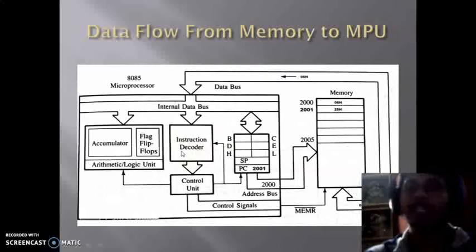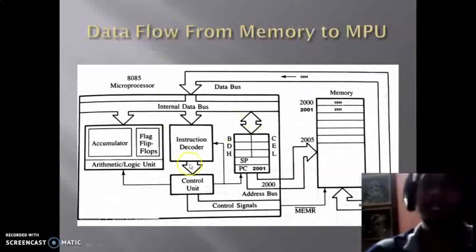After that, the instruction will be decoded by the instruction decoder, and the microprocessor can understand what it basically has to perform. So here, the next data that we have to read from the memory will be stored into B.